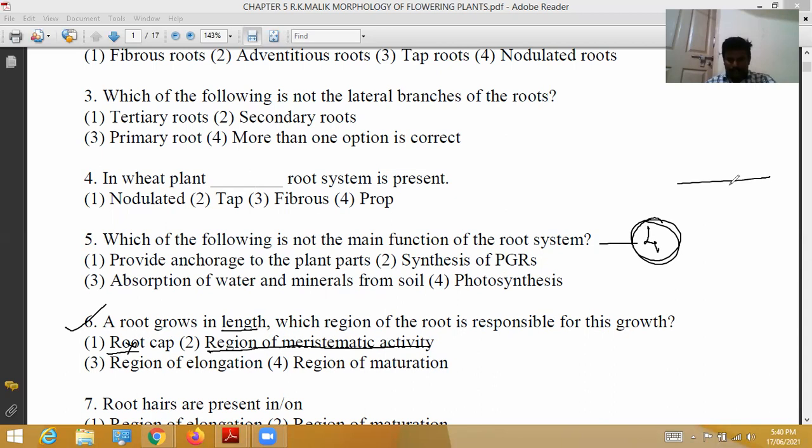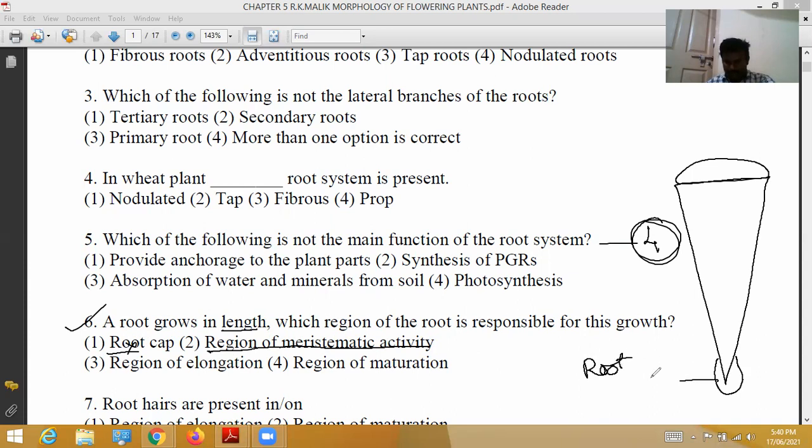See here, this is the root. This region is called the root cap. This region is called the region of elongation. And this region, in between these two regions, is called the region of meristematic activity.